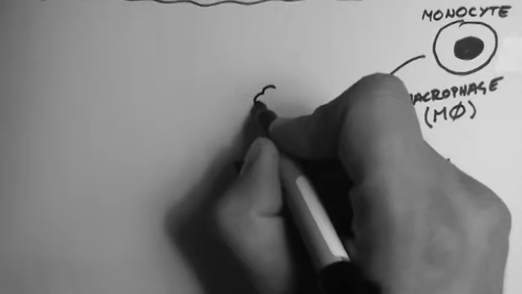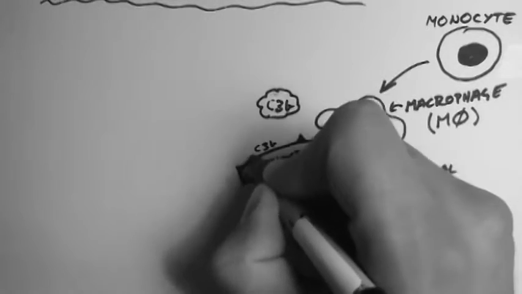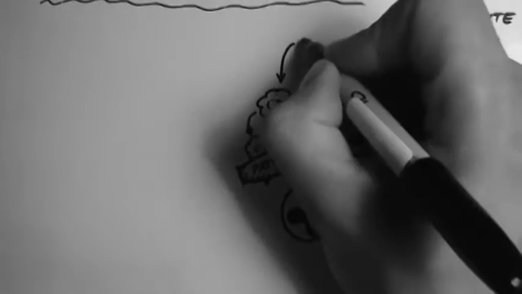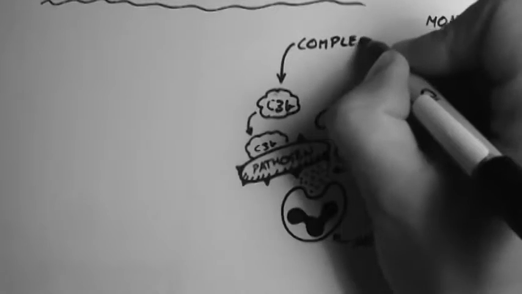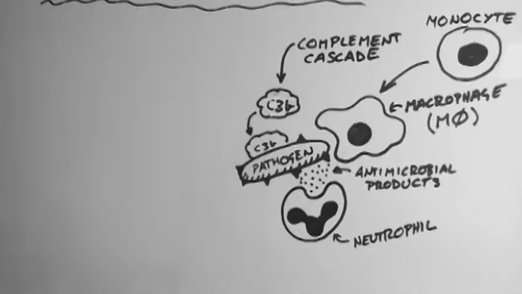Now, floating around in the blood are a lot of proteins which recognize pathogens. The most important is known as C3b, and these attach onto the surface of the pathogen and trigger a whole lot of events. And this is what's known as the complement system, or the complement cascade.